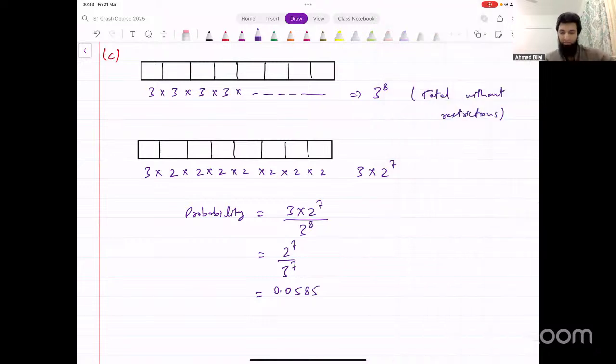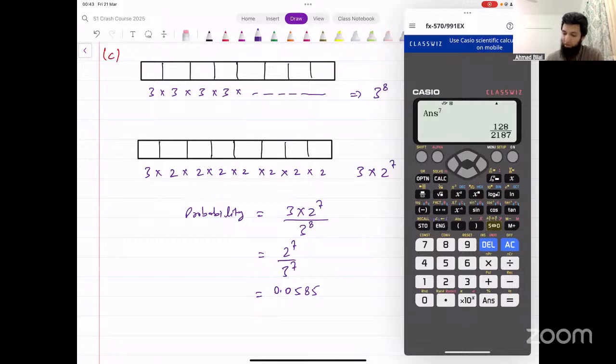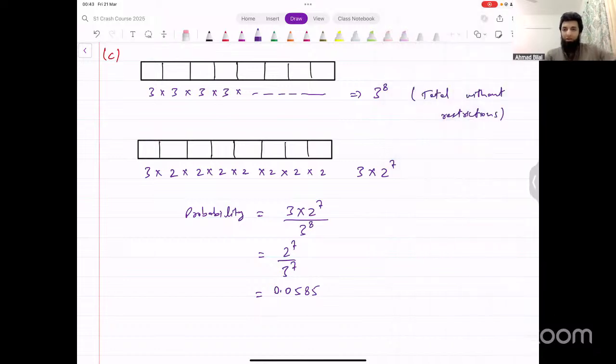Or you could write it as a fraction as well. That's also fine. Oh, I'm getting a different fraction. Have I done something wrong here? 2/3, and then raise that to the power 7. Oh, okay, all right. Okay, so that's this part C.